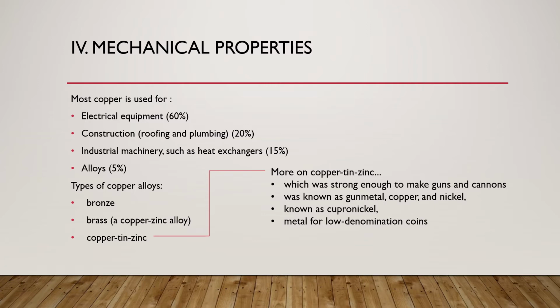Copper and nickel, known as cupronickel, is a metal for low denomination coins.